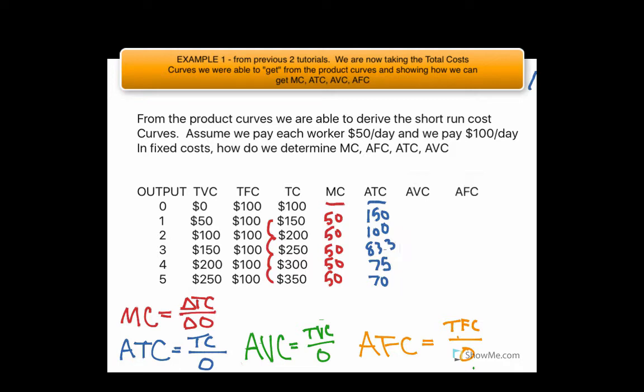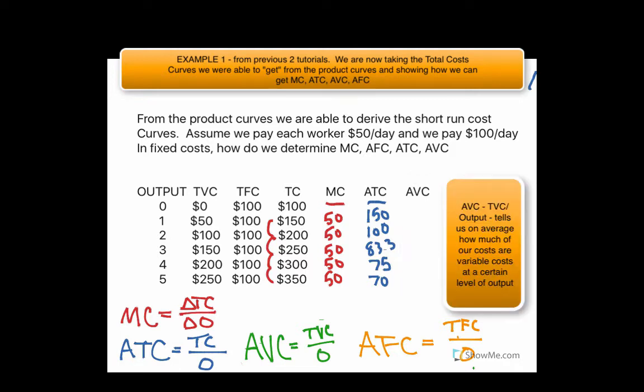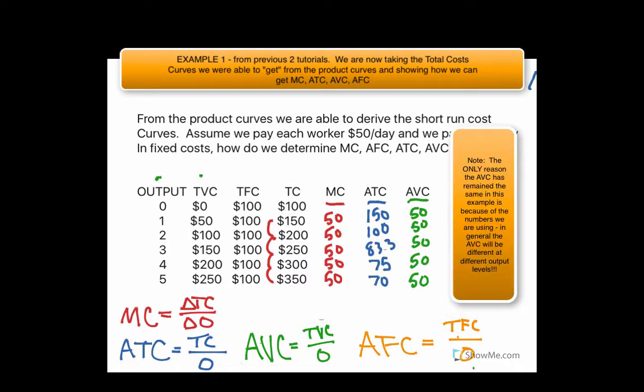So average variable cost, as it says down here, is the total variable cost divided by output. Makes sense, right? So again, for 0 output, we don't have any average variable cost because it's divided by 0. That's not a thing. So we just divide this column by this column. So 50, 50, 50, 50, 50. Pretty easy, right?